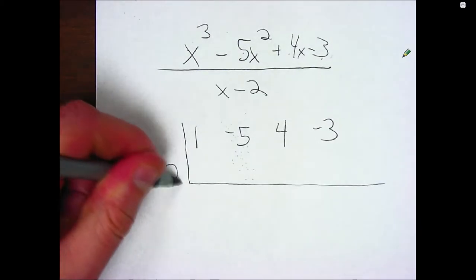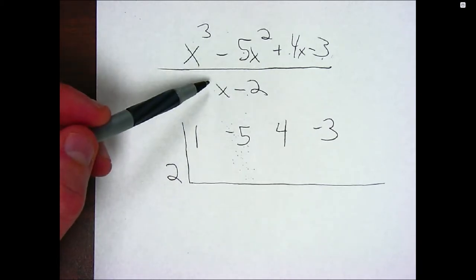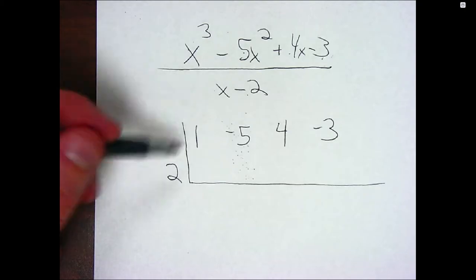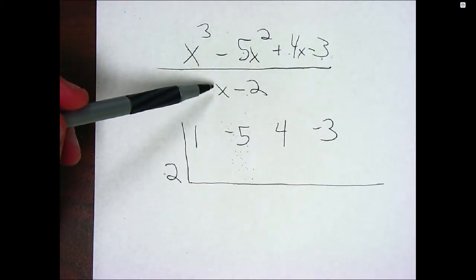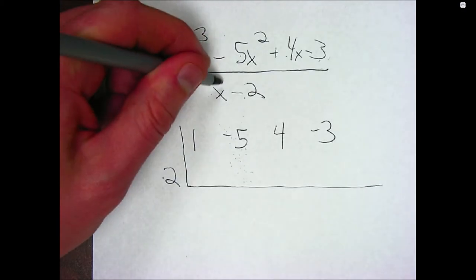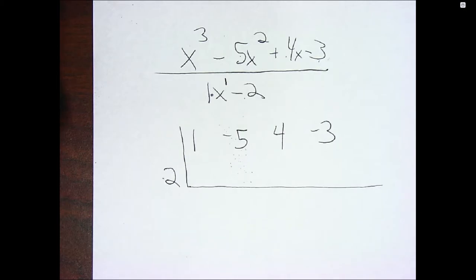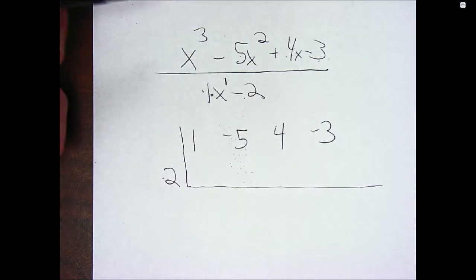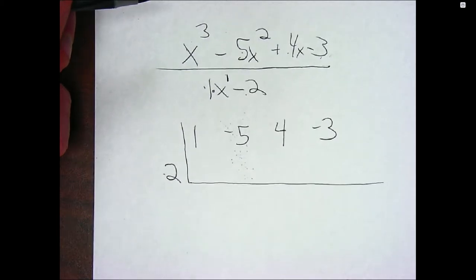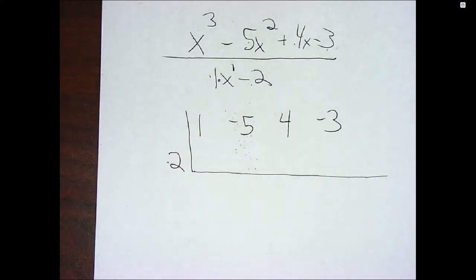Out here is not this number, it's the number that makes the denominator 0. So what makes x minus 2 zero? Positive 2. So sort of the opposite. Synthetic division only works when the thing you're dividing by is an x to the first power with a lead coefficient of 1. If you have a different number in front here, or you have a power up here that's not 1, synthetic division does not work, or at least would need some adjustments. So how do we proceed?